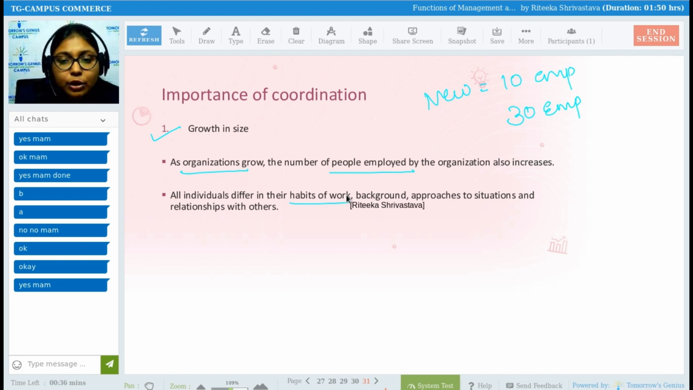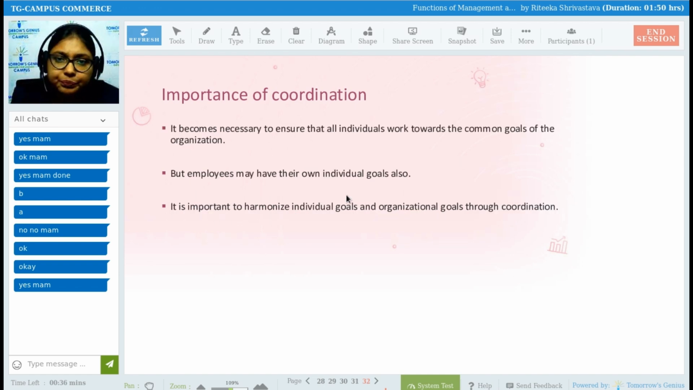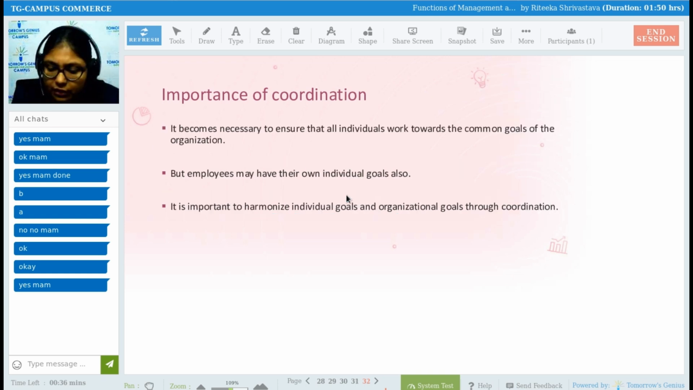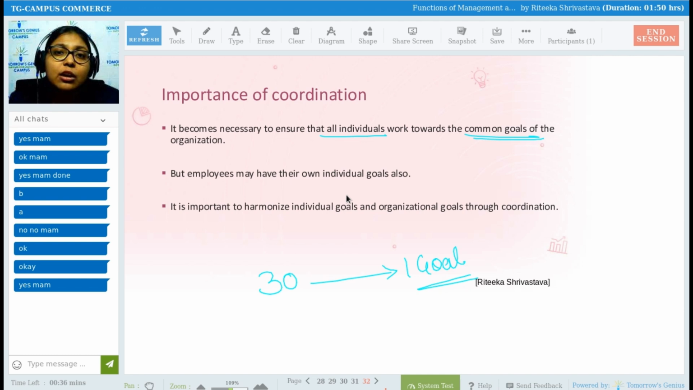All individuals differ in their habits of work, background, approaches to situations and relationships with each other. Exactly. Now there are 30 employees working in the organization. All these 30 employees come from different backgrounds, different religions, different castes, different situations, different relationships, right? So it becomes necessary to ensure that all individuals work towards the common goal of the organization. Even though they come from different backgrounds and situations, their goal should be the same as the entire organization's goal.